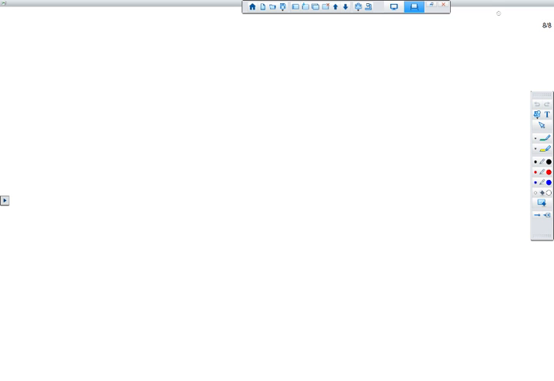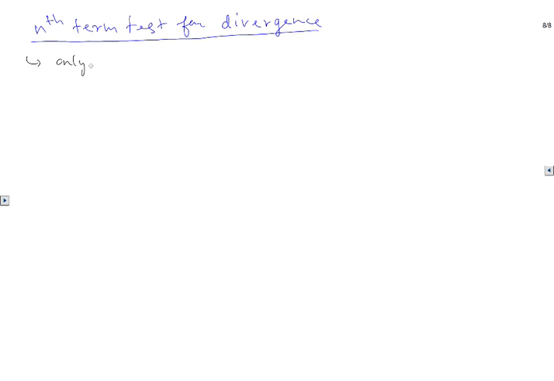In this review, we are going to study what we call the nth term test for divergence. So, the nth term test for divergence only checks whether a series diverges. It cannot say anything about a series converging. It only tests whether a series diverges.